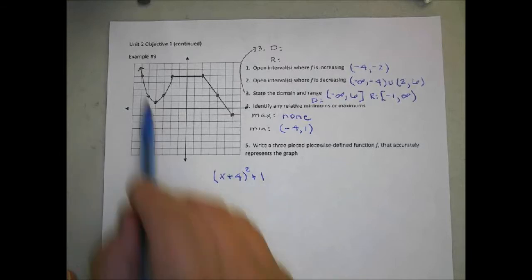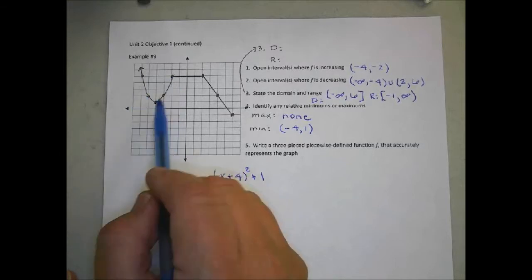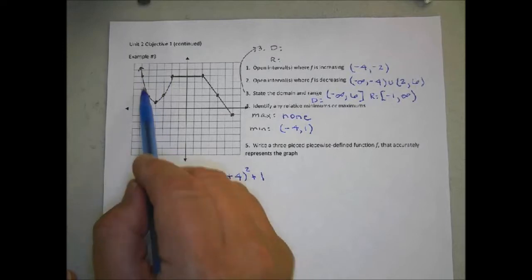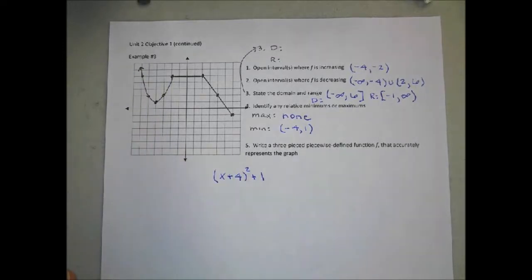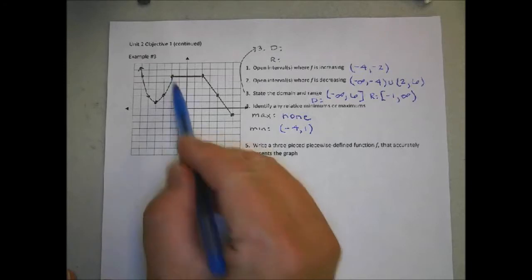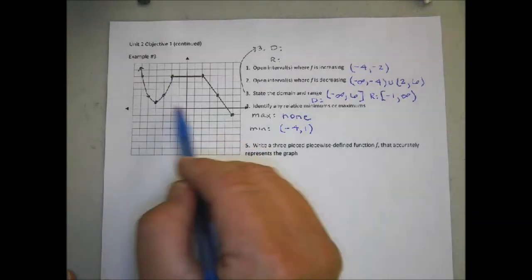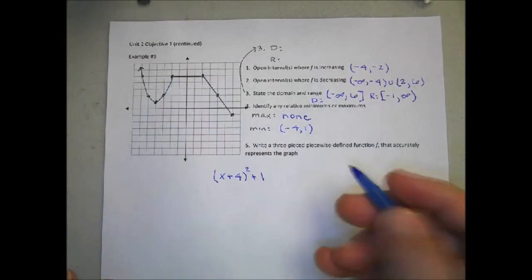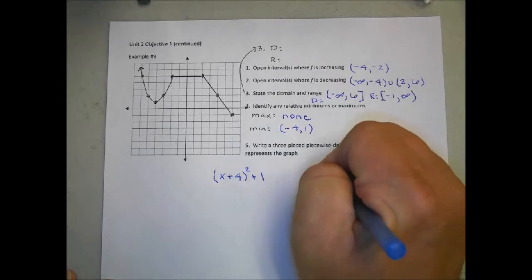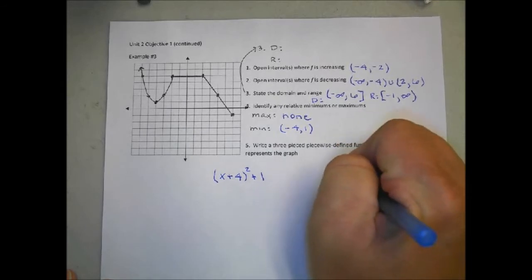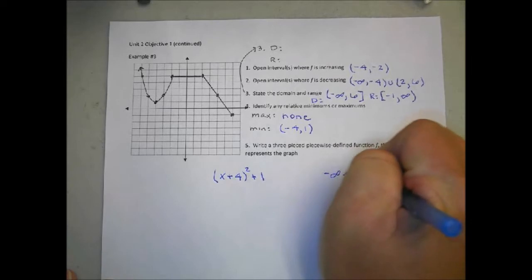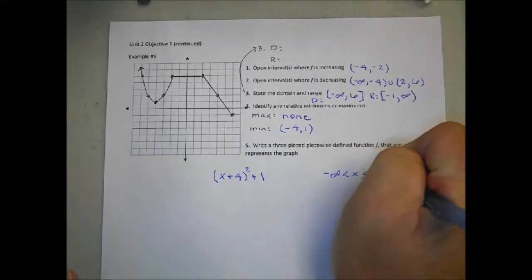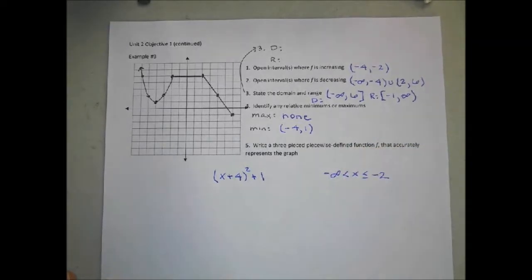But the parabola is restricted. Actually, on the left-hand side, it isn't. The left-hand side of the parabola goes up forever and ever and ever. But the right-hand side of the parabola ends at x equals -2. This is where the graph changes shape. So we say that the restricted domain is -infinity is less than x, which is less than or equal to -2 for the quadratic part of this graph.